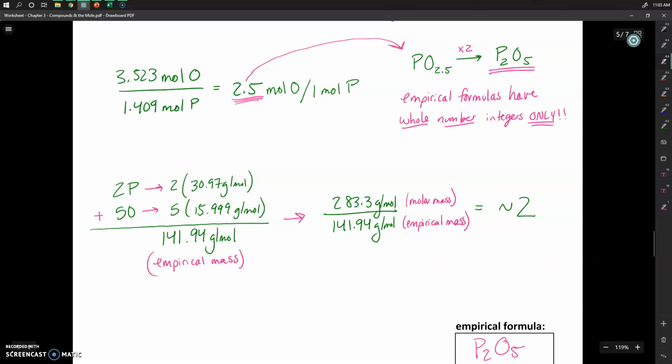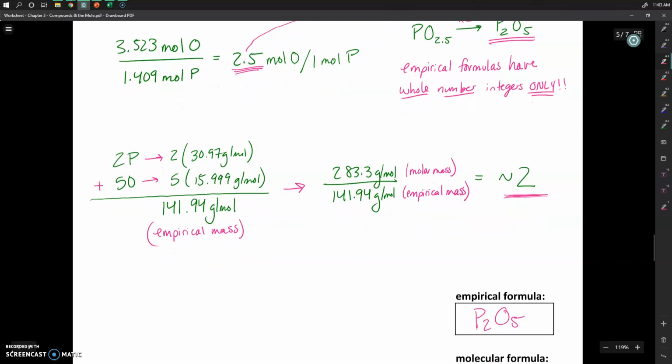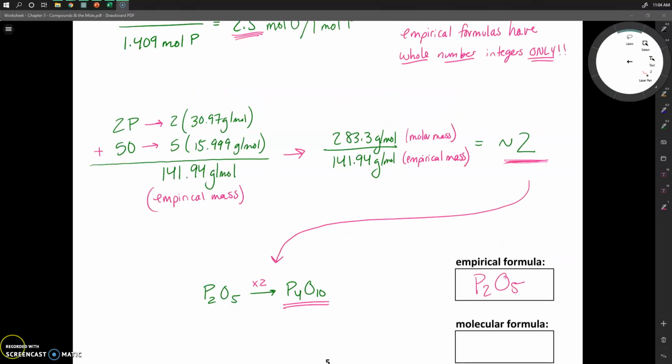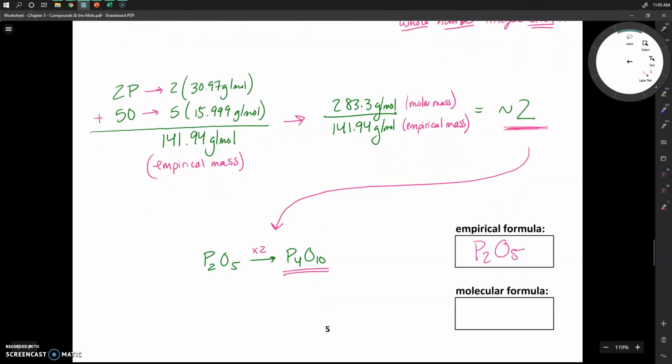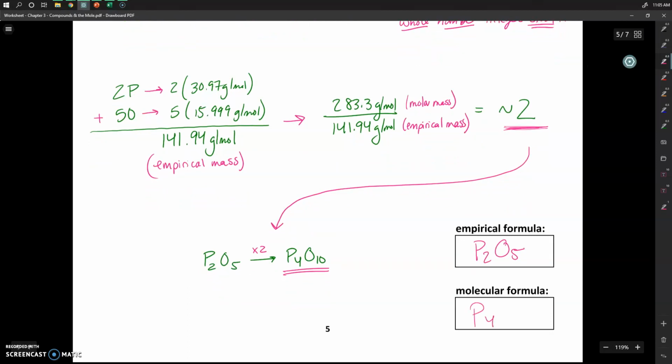When I divide these two values for this problem, I am getting a factor of 2. And so that is telling me that the molecular formula for this compound is twice the empirical formula. So I simply take my empirical formula, P2O5, I multiply it by 2, so each subscript is going to get multiplied by 2 to get P4O10. And so this makes P4O10 my molecular formula for this compound.